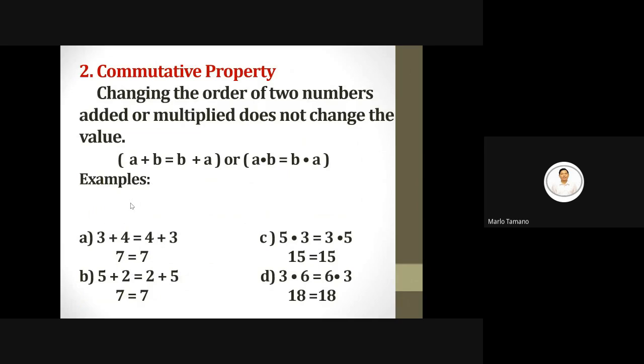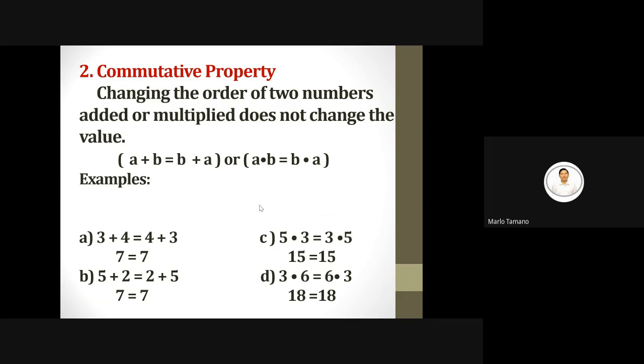Changing the order of two numbers added or multiplied does not change the value. So this is the form: A plus B is equal to B plus A. You notice that the B at the right side comes first, before the second one. So A plus B equals B plus A. Only the addends change. How about this one? A times B, and that is equal to B times A.